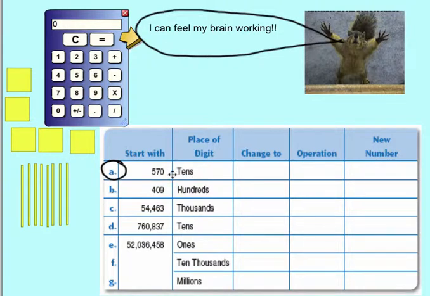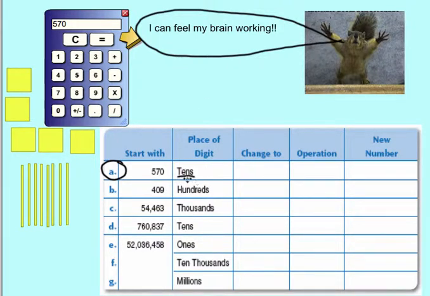So I'm going to go ahead and enter 570 in my calculator. If you have a calculator with you, you can do this along with me, or you can take notes. So let's do 570. Notice I'm saying 570, not 570. I'm saying 570. Now, the place of the digit we're going to focus on is the tens digit.